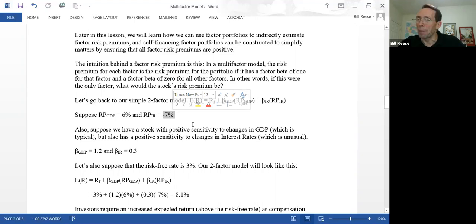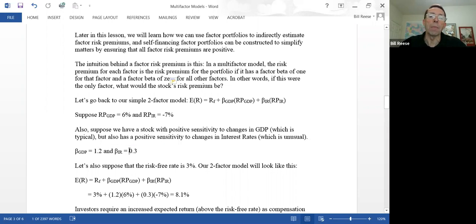I mentioned this before, you can get a negative risk premium in a multi-factor model. In fact, you will have a negative risk premium if the typical beta is negative, if the typical sensitivity is negative. So what does this mean? Well, let's suppose that we run some tests and we find out that our stock has a sensitivity to GDP of 1.2, meaning that when GDP goes up by 1%, the stock typically goes up by 1.2%. GDP goes down by 1%, the stock typically goes down by 1.2%.